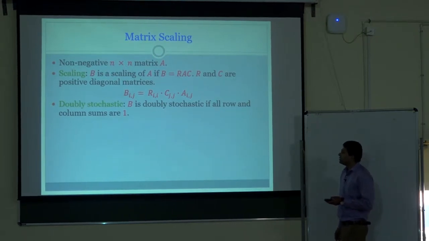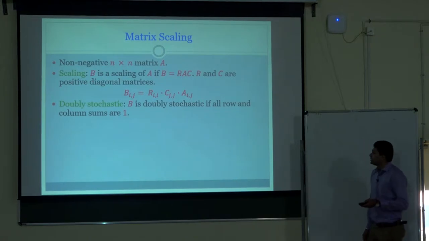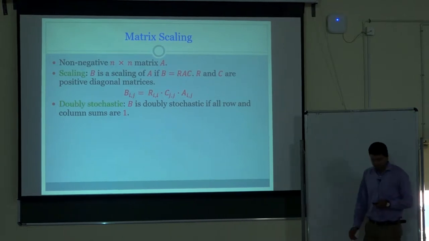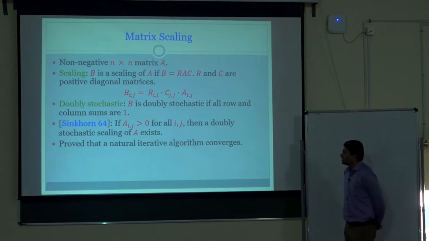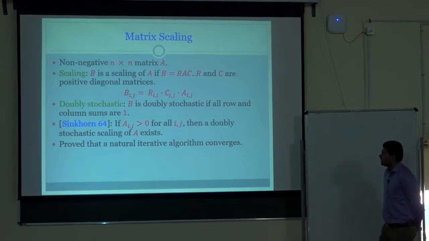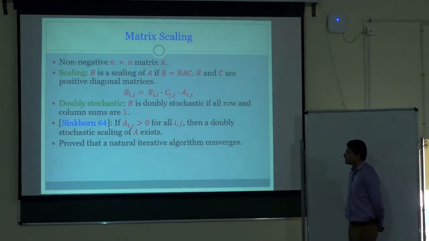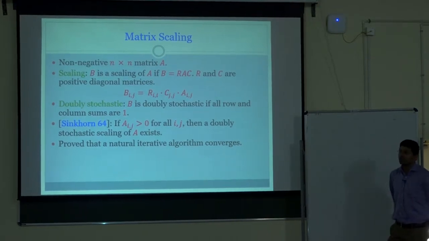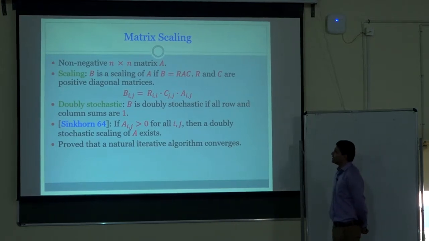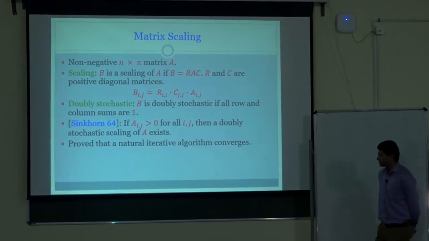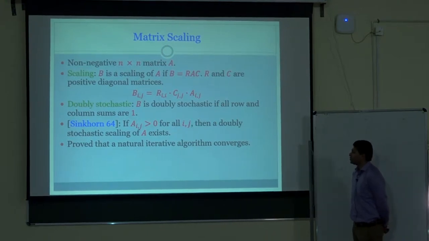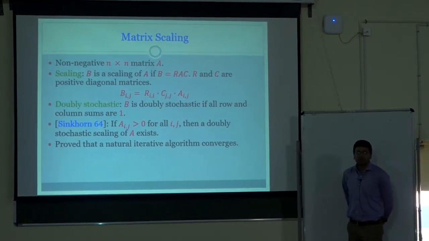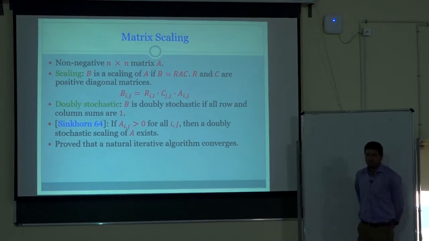Another notion we need is the notion of doubly stochastic matrices. I say that the matrix B is doubly stochastic if all its row and column sums are equal to 1. Then Sinkhorn in 1964 proved this theorem: if you start with a matrix A all of whose entries are positive, then you can pre- and post-multiply by diagonal matrices to make it doubly stochastic. So if all the entries of A are positive, there's always a scaling of A which is doubly stochastic. He also proved that a natural iterative algorithm for this process converges, and we'll see this natural algorithm, which is very simple. Any questions so far?